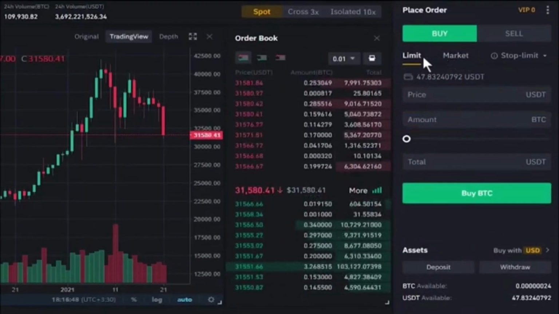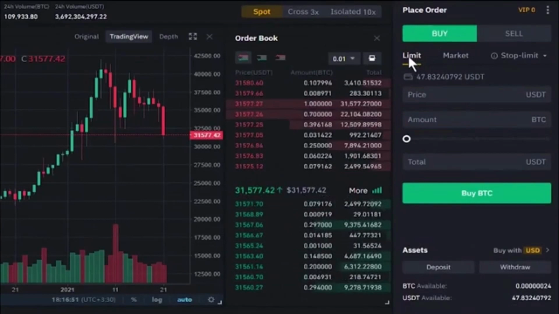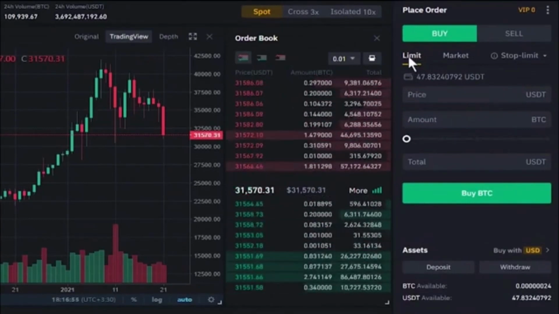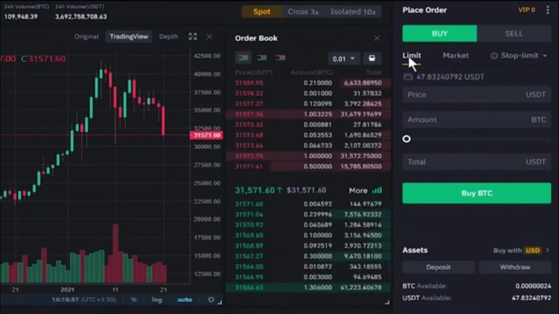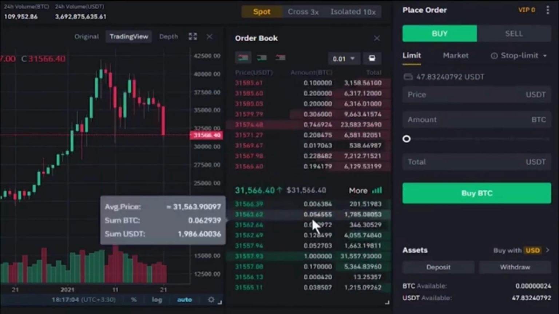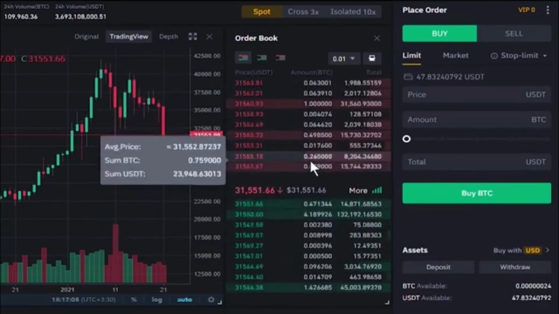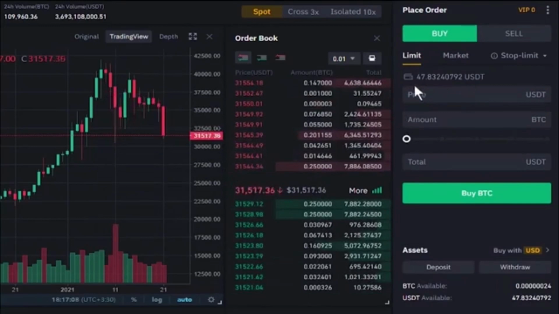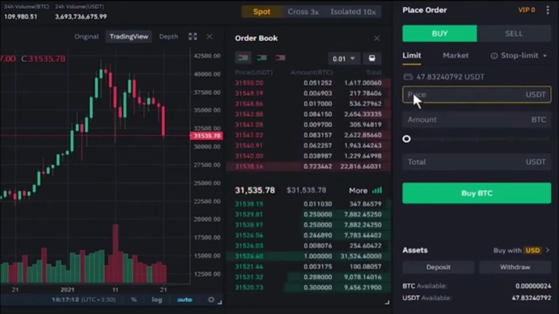Alright, now let's place a limit order and see what it is and how it can be helpful. Limit order is not like market order that is executed quickly at the current price of the market. Limit order is a kind of pending order, and it's placed in the order book, and it will be executed when the price reaches the level that you have specified. We call it the limit price.